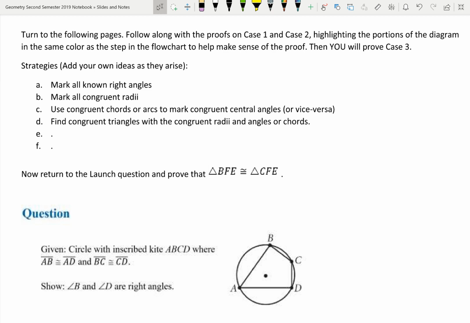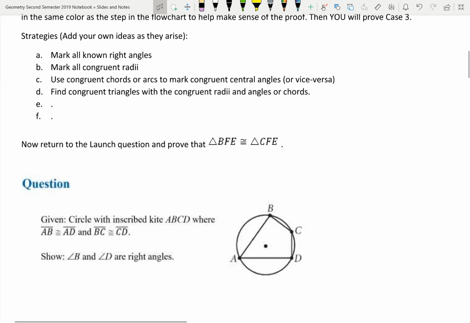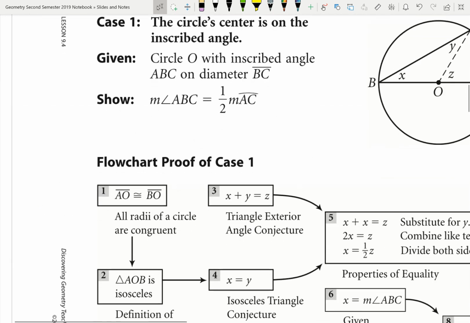Some strategies you can use, and add your own ideas as they arise, are: mark all the known right angles, mark all congruent radii, use congruent chords or arcs to mark congruent central angles or vice versa, and find congruent triangles with congruent radii, angles, or chords. So you're looking for observations based on the conjectures and definitions that you know.